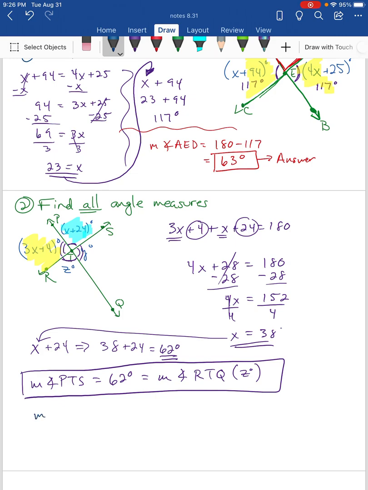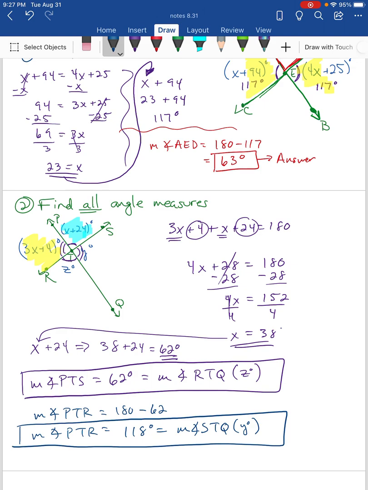So the measure of angle PTR is equal to 180 minus 62, which is equal to 118 degrees. So the measure of angle PTR is 118, which is also equal to the measure of angle STQ, which is my y degree angle, because they are vertical angles and they are congruent. So these are my answers, and I'm done.